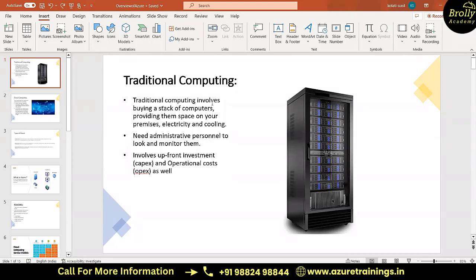Traditional computing involves buying a stack of computers, providing them space on your premises, electricity and cooling, and needing administrative personnel to look after and monitor them. At the same time, traditional computing involves upfront cost, I mean capital expenditure, and operational costs, operational expenditure, as well. These are all the things involved in traditional computing. So this is the rack. A rack contains so many servers. Here you can see these are all the servers.